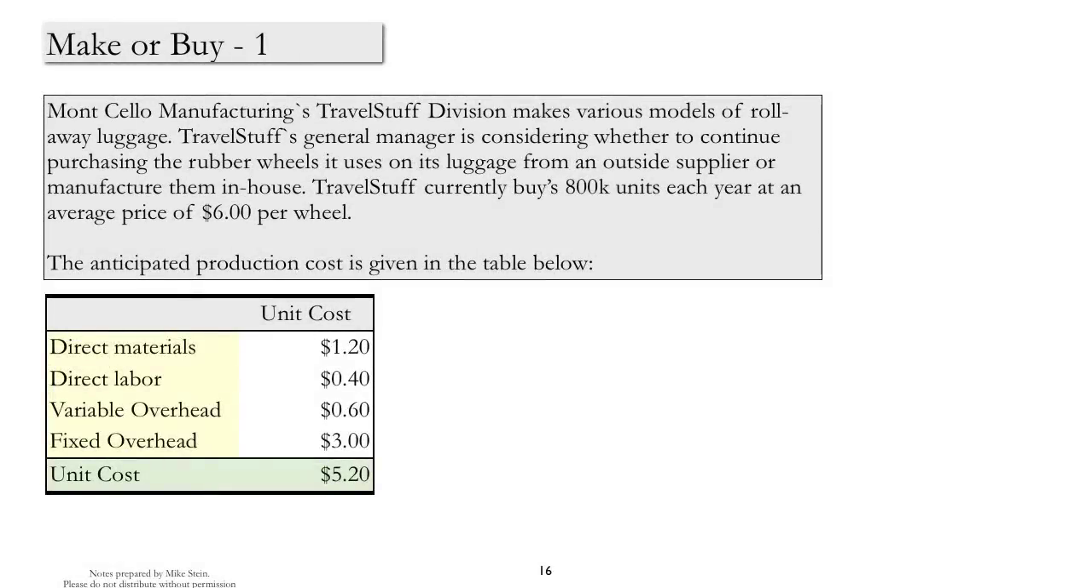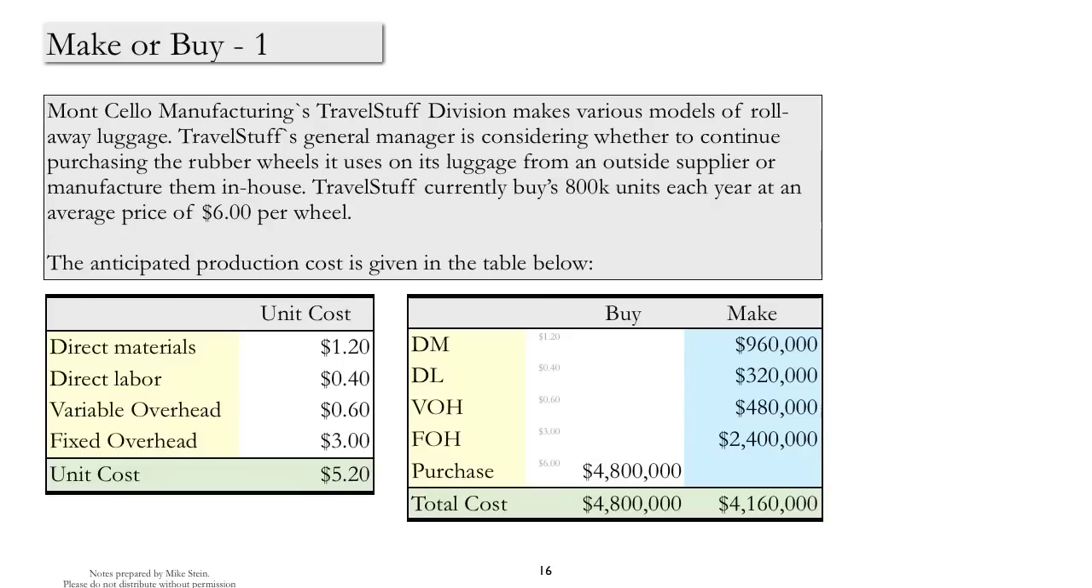MCM must evaluate whether to continue to buy rubber wheels or make them in-house. The cost of in-house production for 800,000 units is budgeted. It turns out it's cheaper to make than to buy.